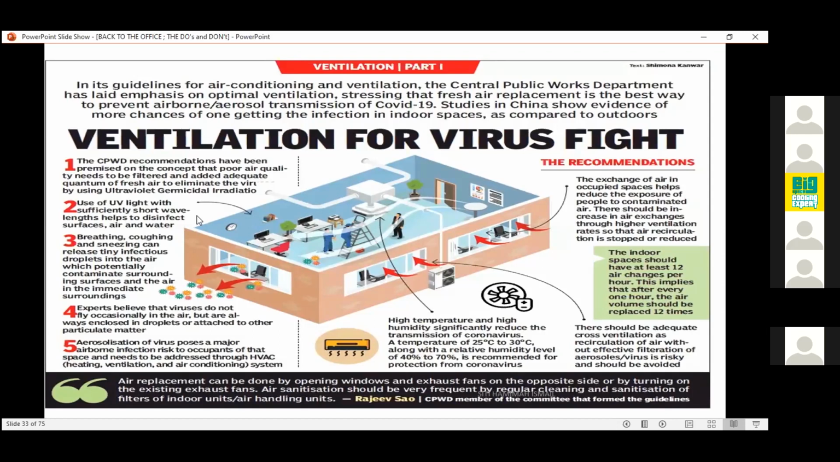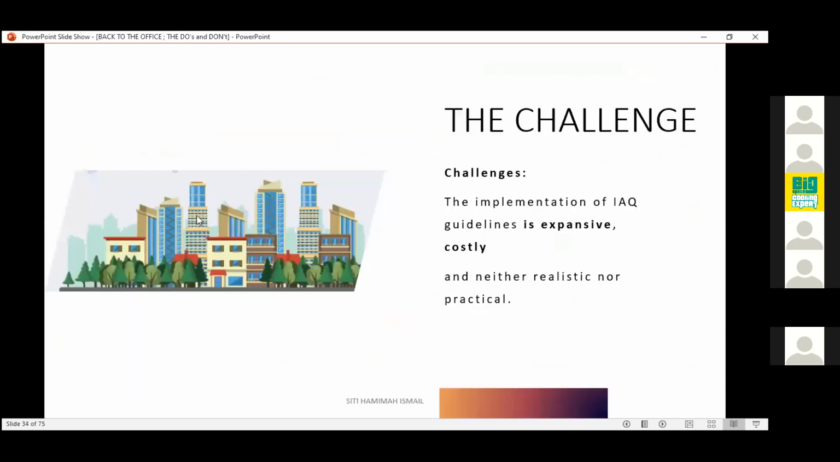For me, certain places and then certain situation, you need that UV light sebenarnya. The challenge. Satu pasal IAQ ni, I just nak highlight lah. IAQ memang expensive. You cannot lari from it. And it's costly. And sometimes dia tak realistic. Sometimes dia tak practical langsung.